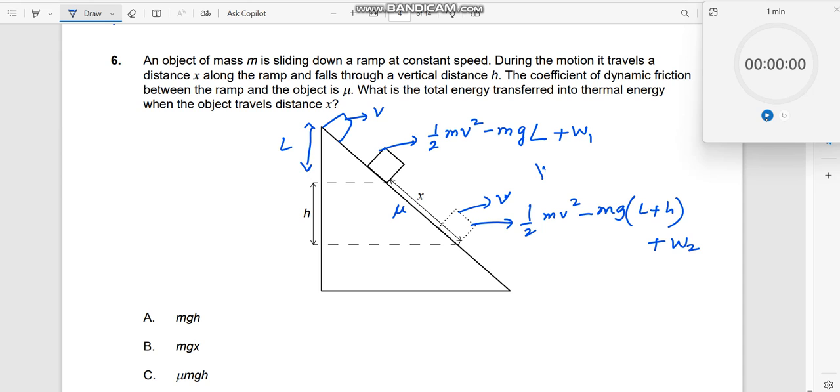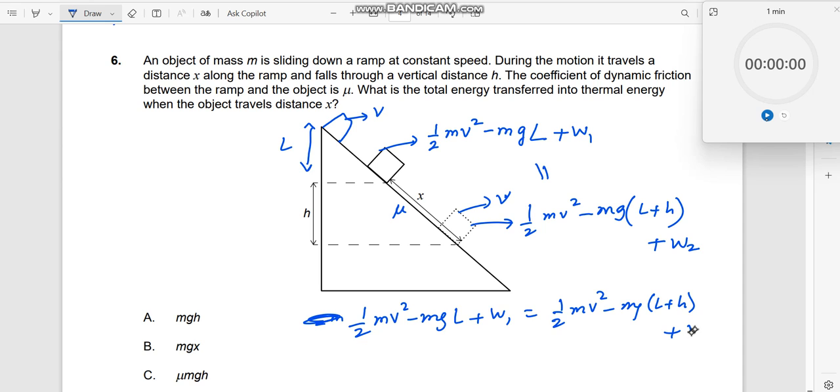Now this should be equal to this, right? Energy is being conserved, energy is not being lost anywhere, right? So therefore if I equate them, then what will happen? I'll write half mv square minus mgL plus W1 is equal to half mv square minus mg into L plus h plus W2, right?